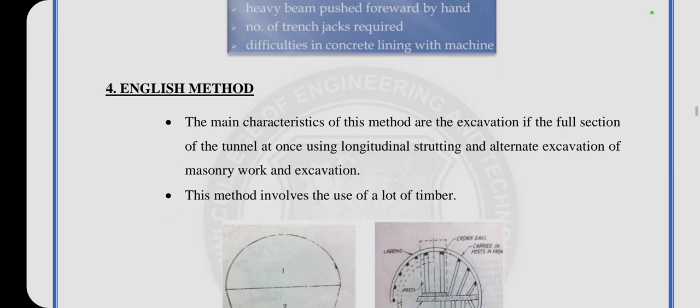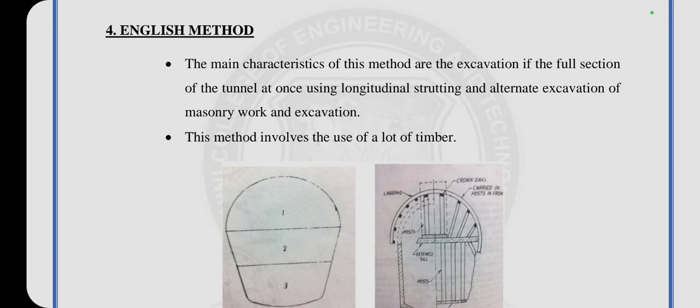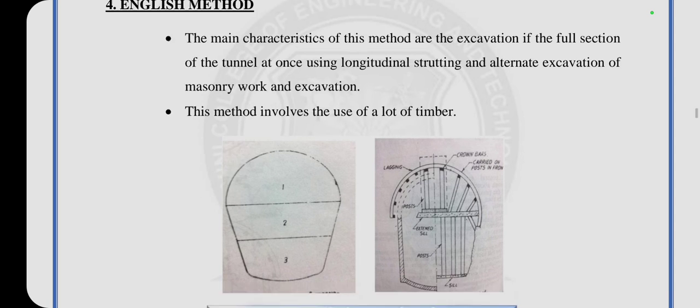Demerits: heavy beams are handled by hand, trench jacks are required, and there are difficulties in concrete lining. The English method: the main characteristics of this method are excavation of the full section of the tunnel, lineal sheeting and the alternate excavation and masonry work. This method involves the use of a lot of timber.